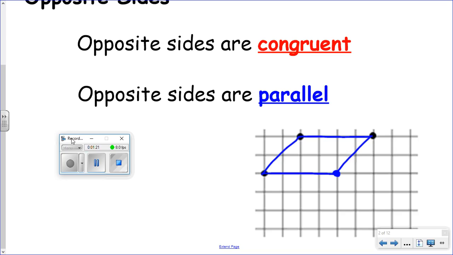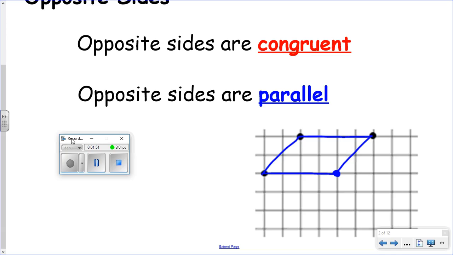Now we know that the opposite sides are congruent, and the opposite sides are parallel. We know the top and the bottom are parallel because they have the same slope. And remember, if they're parallel, they have the same slope. So both of those have slopes of 0. If you look at the left and the right side, they both have a slope of 2 over 2, up 2, right 2, which is a slope of 1. So they both have the same slope. Therefore, we know that opposite sides are congruent, and opposite sides are parallel.